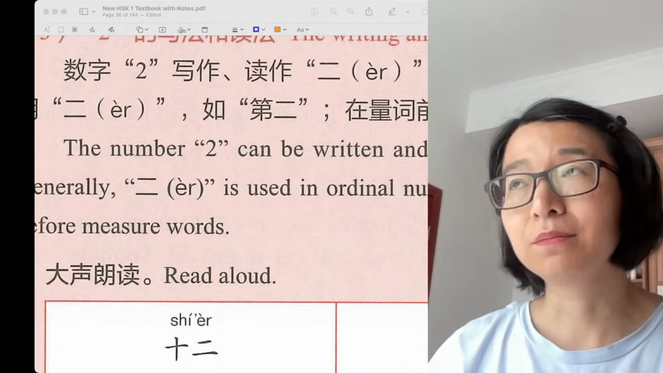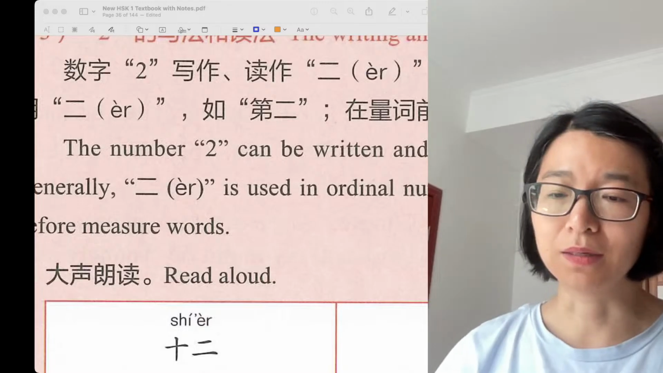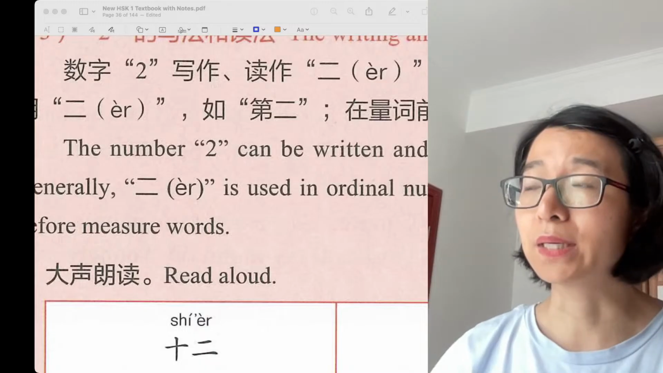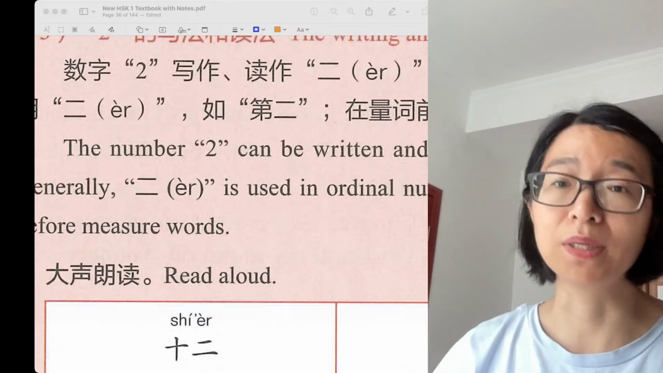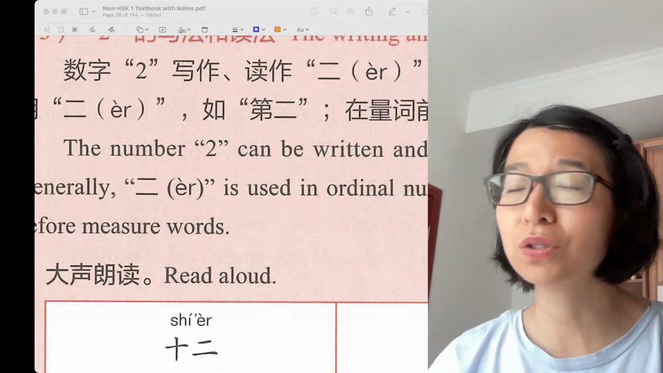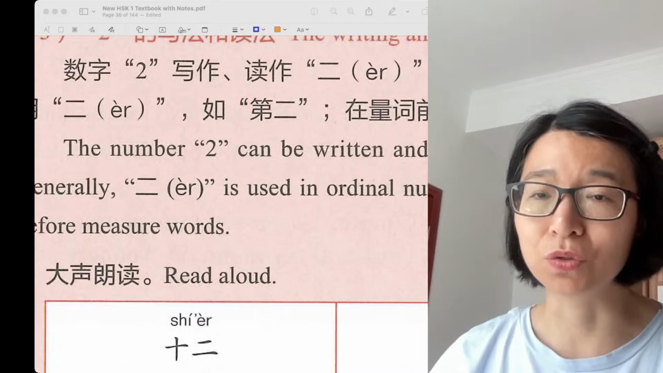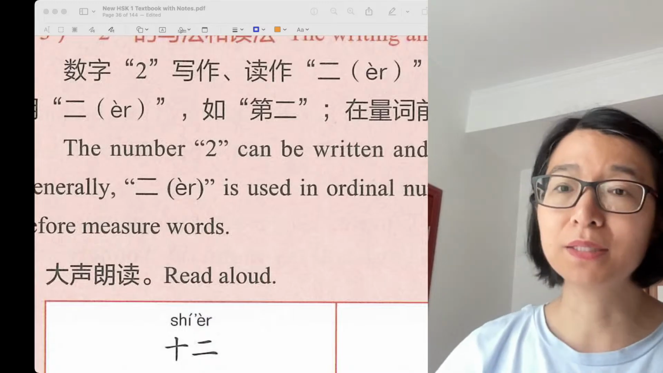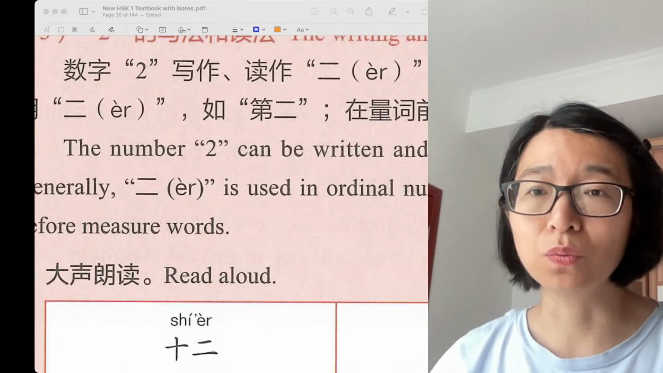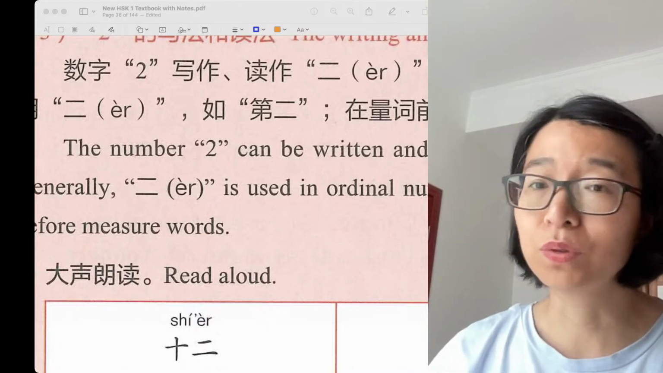Okay, when we count numbers like 一, 二, 三, 十二, 二十, 二十二, we say 二. When we say 200, generally we can say both, either one. We can say 二百, we can say 两百. But how about 222? We say 二百二十二. How about 2222? We say 两千二百二十二. And also when we say the second, we say 第二, right? Clear?